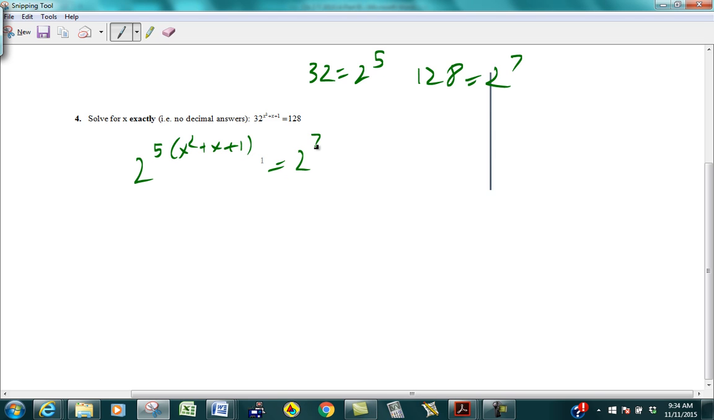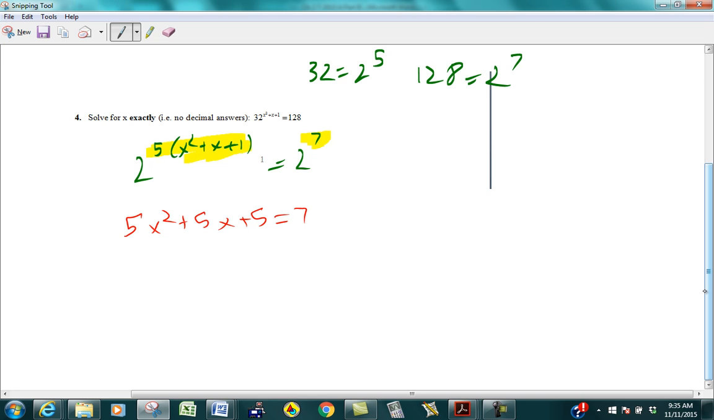Which means that this has got to be equal to that. Pretty straightforward stuff. So 5x squared plus 5x plus 5 equals 7. And here really, it's truly amazing how some people either don't recognize that this is a quadratic equation or don't know how to solve it. This is going to be 5x squared plus 5x minus 2 equals 0.